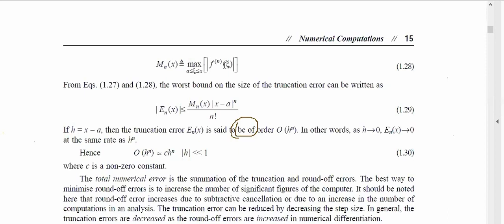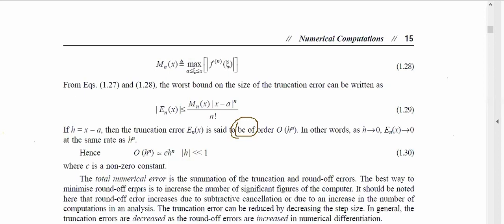So from this, this is Mnx. Mnx is the nth derivative, evaluated at a particular point. So this has become a constant quantity. Mnx is a constant quantity. Factorial n is a constant quantity, and therefore it is represented by a non-zero constant quantity C. Do you get me or not? So where C is a non-zero constant.